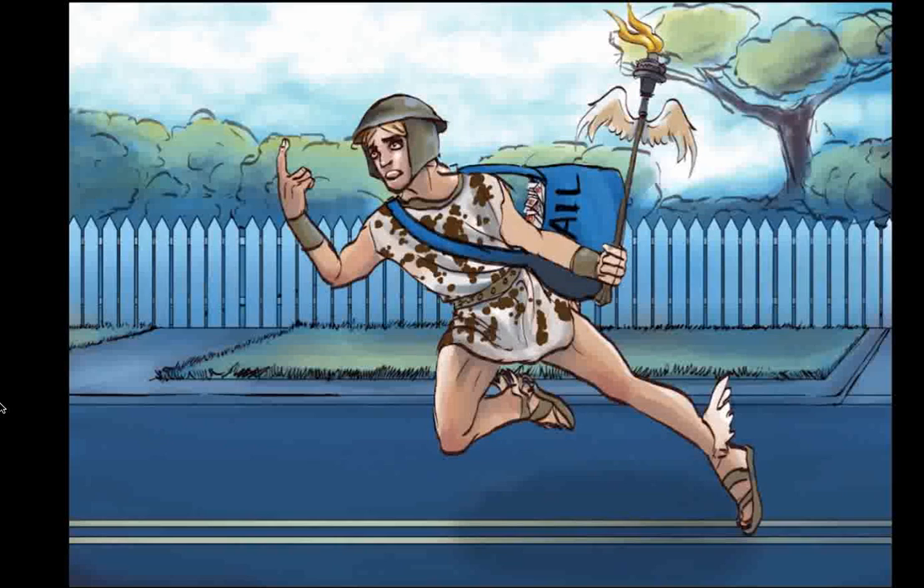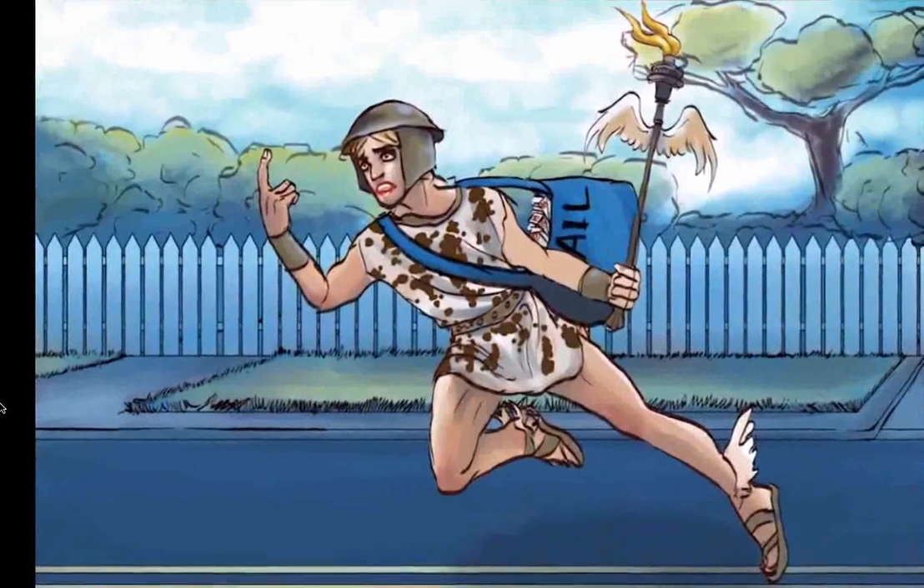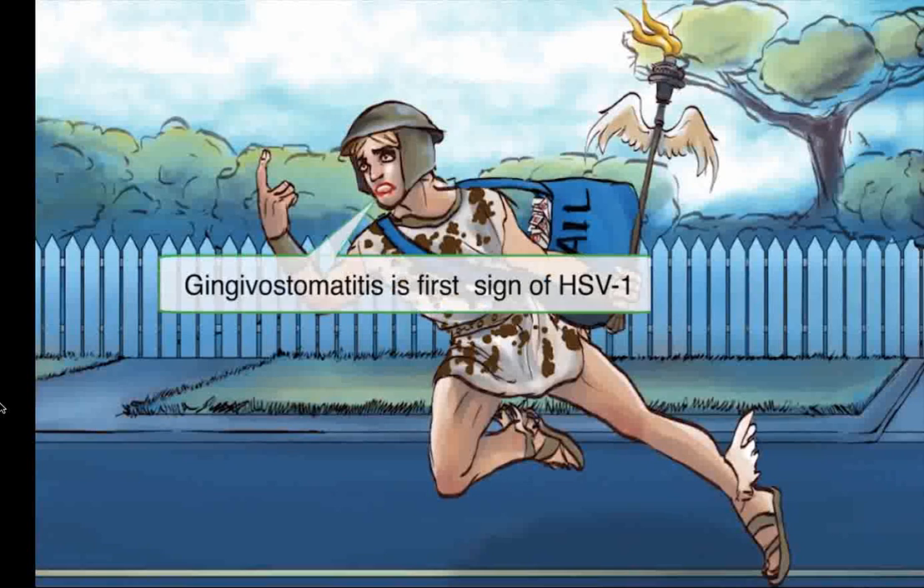So starting from the top, let's review HSV 1. In general, HSV 1 is usually confined to the upper half of the body. So I know when you think of HSV 1, you think immediately of cold sores. But when it first infects, it usually presents as gingivostomatitis, which is more aggressive and far more painful. And this happens actually more often in infants. It causes widespread inflammation of the lips and the gums. So we'll give Hermes a luscious pair of inflamed lips to help you remember this first sign of infection.